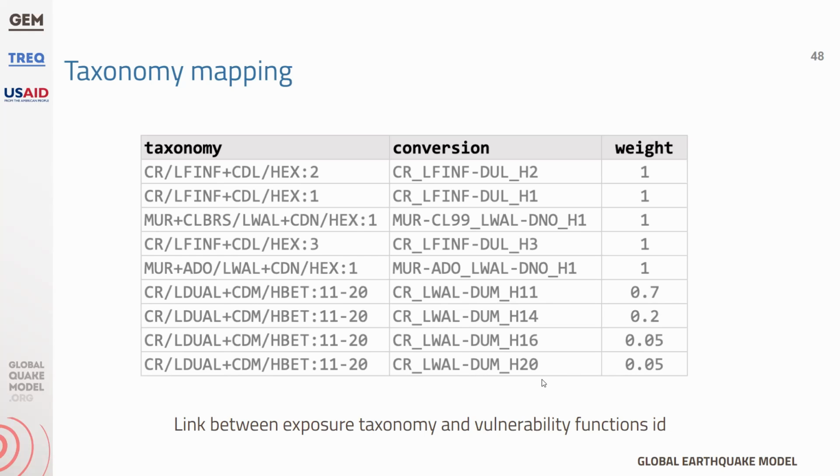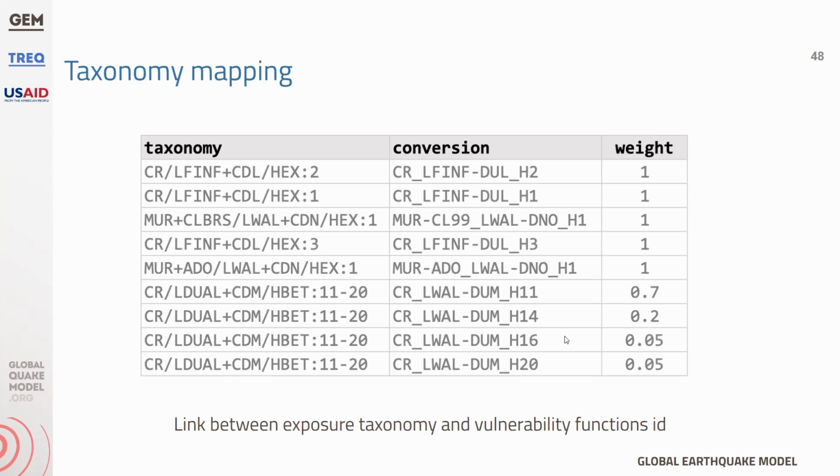Now we can link them through the taxonomy mapping, and we can assign different weights if I have different building classes that can represent different vulnerability curves that can represent my building class in the city. So I hope this was clear. It's a very nice tool.